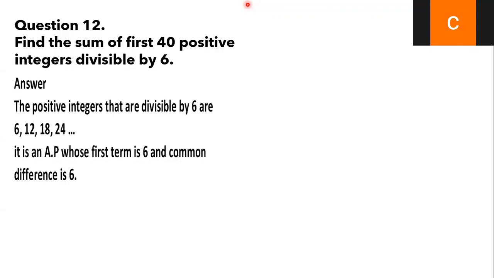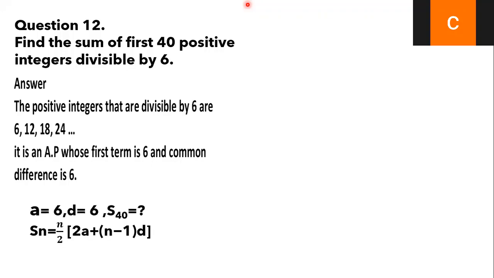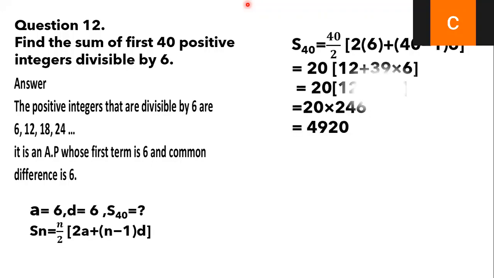4,920. 40 divided by 2 is 20. 2A is 12. And 40 minus 1 is 39, 39 into 6 is 234. 234 plus 12 is 246. 246 into 20 is 4,920.